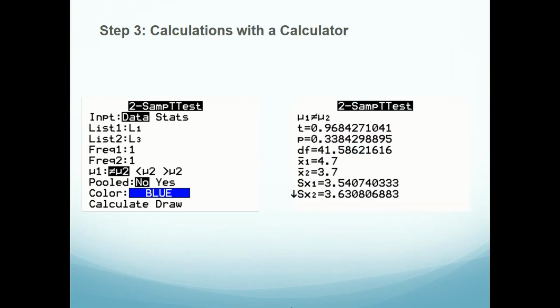Now, if we hit calculate, we get an output here that gives us our t of 0.9684 and a p-value of 0.3384. You will note that our degrees of freedom is a little bit different than what we had before. It is not 19. They used their formula and got 41.586 for their degrees of freedom. As you scroll down, it will list the rest of the statistics that we previously discussed, the sample means and sample standard deviations.